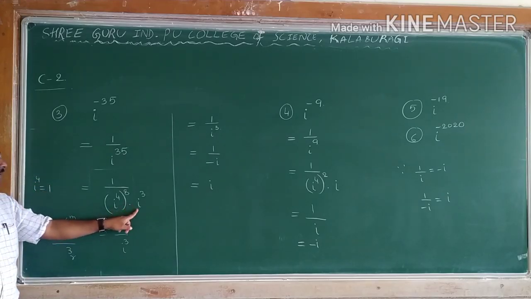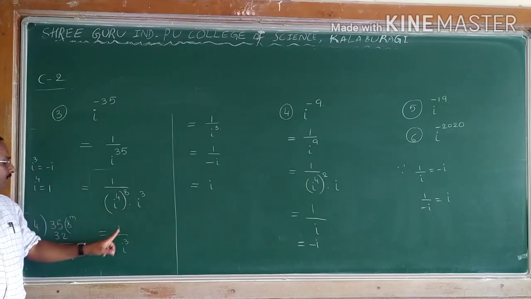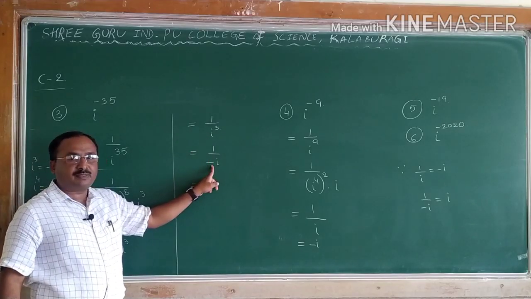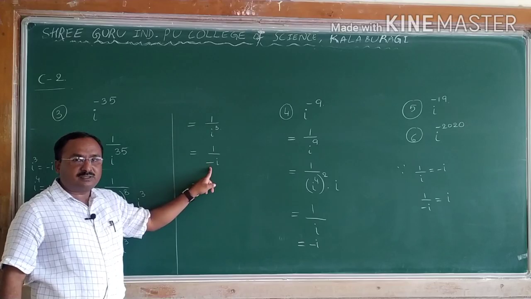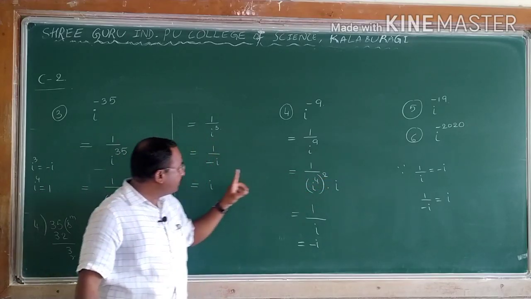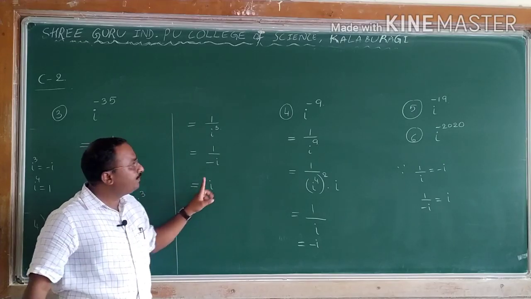Next, i cube value is what? Minus i. Do you know that? Previous class, i cube value is minus i. 1 by minus i is what? Plus i. Yes, 1 by minus i is plus i. That is the reason I wrote the direct note.